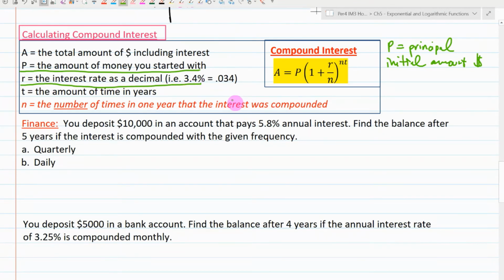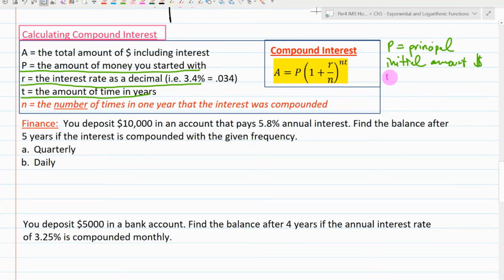So if you find that you're getting answers that just don't make sense, like you put in 2,000 and you're getting out 2 million, then your interest rate is wrong. Check that first. T is how many years your money has been in the bank. And N is how often that interest is compounded.